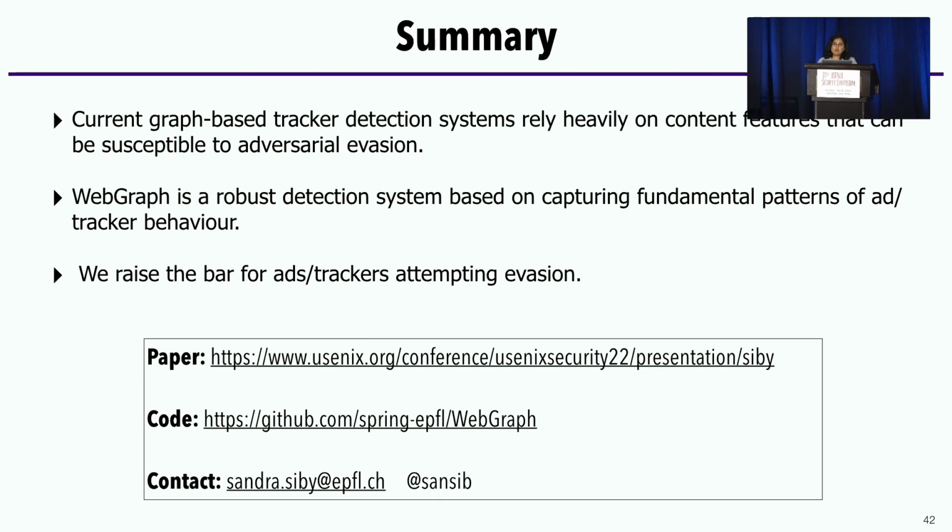So in short, what we found is that the current graph-based detection systems are relying too much on these content-based features, but in reality, we should be looking at tracker behavior, and this can make graph-based detection systems a lot more robust to adversarial evasion.